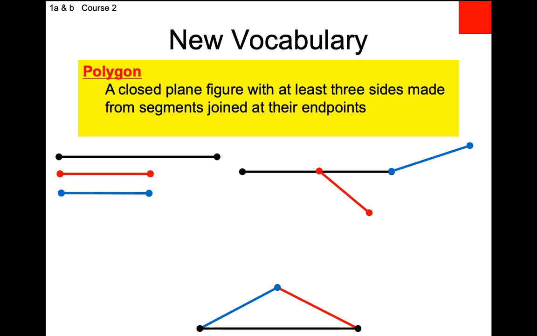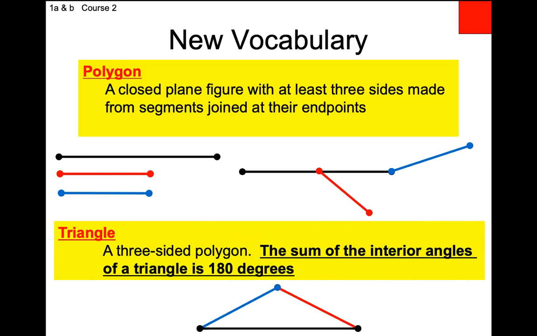So polygon: a closed plane figure with at least 3 sides made from segments joined at their endpoints. And there I've given you the first polygon. That first polygon has 3 sides, and we call it a triangle. A triangle is a 3-sided polygon. Once again, poly, many, gon, angle or corner. It turns out that if you look at those 3 angles that you just made on the inside of the triangle, they add up to 180 degrees.